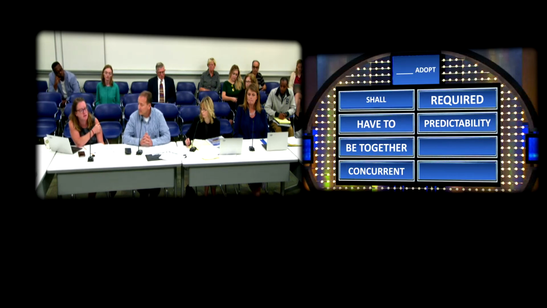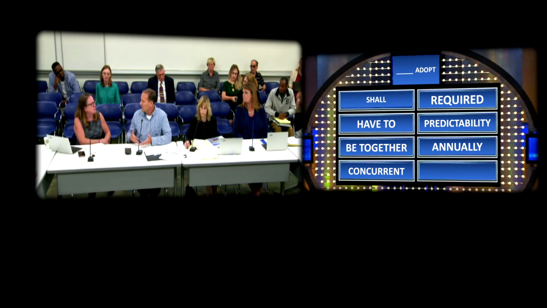And does it need to be adopted within 12 months from the last time it was adopted? That just says annually. Yeah, that's the question. And that's why it came up last time, and it was within the year, so it was deemed okay to delay it by 3 months or something like that.